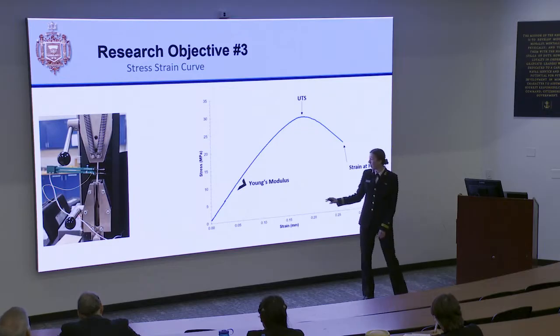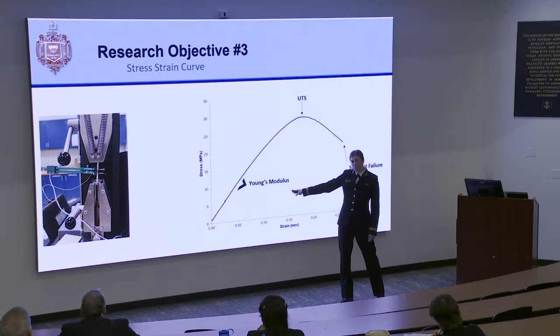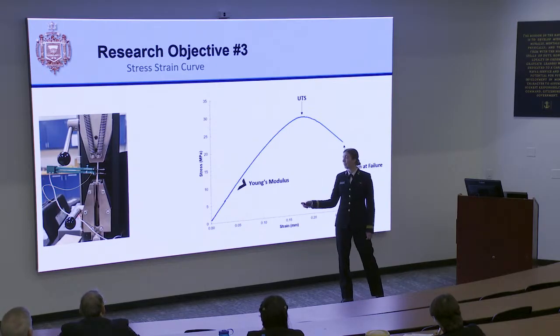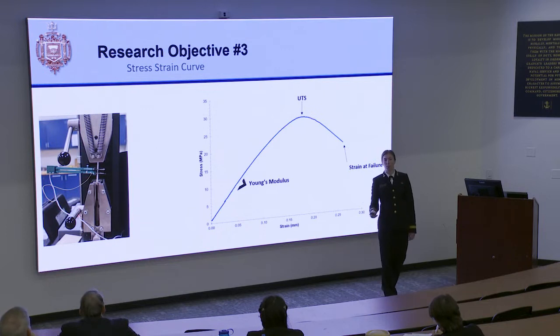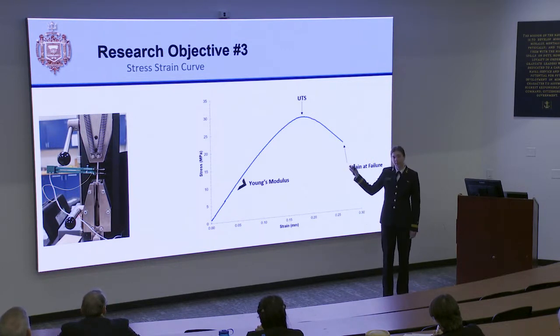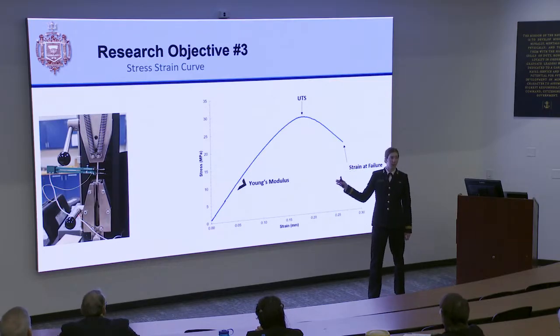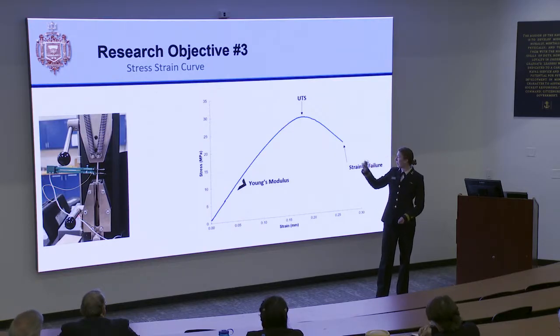The first part of this graph is the elastic region, and from it we can learn about Young's modulus, which describes the stiffness of the material. A steeper slope correlates to a stiffer polymer. Then our max point is the ultimate tensile strength, which is the max stress the polymer can withstand before it starts necking, stretching apart, before it breaks at failure.